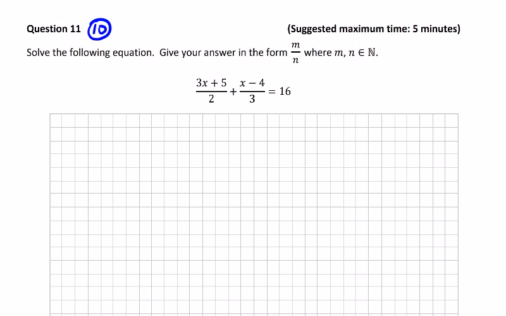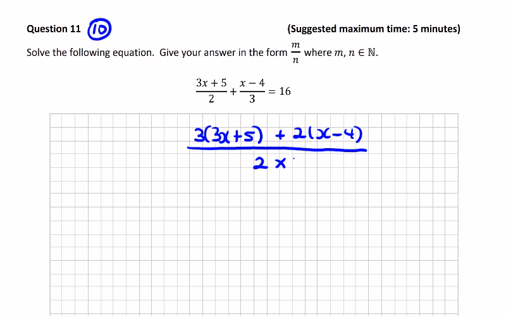Question 11 is worth 10 marks. The way I would have taught you in class: 3 times 3x plus 5. You can do these much quicker if you want. Plus 2 times x minus 4. But we'd always just lay it out like this. Do a common denominator, just the denominator. 2 by 3 equals 16. So it's just the layout of it.